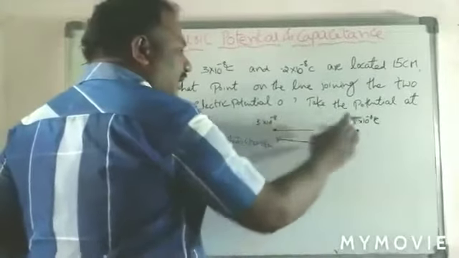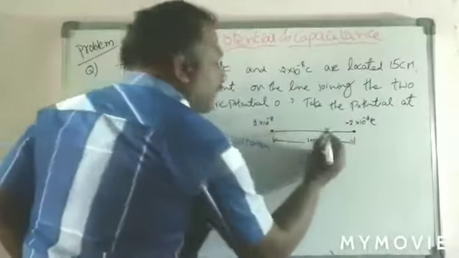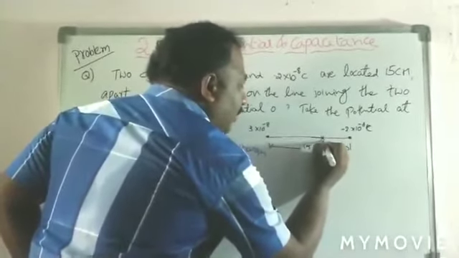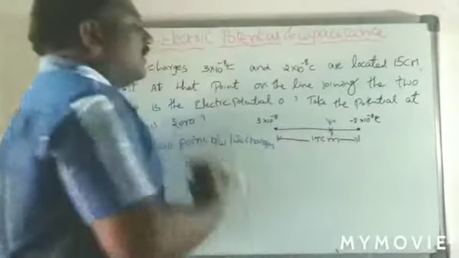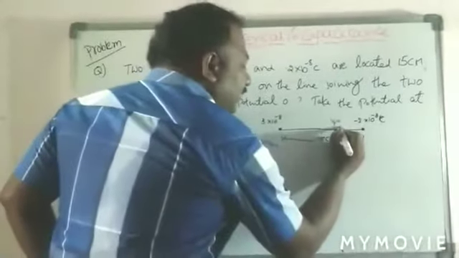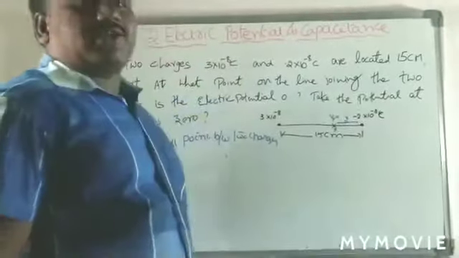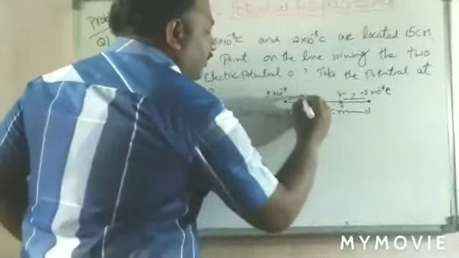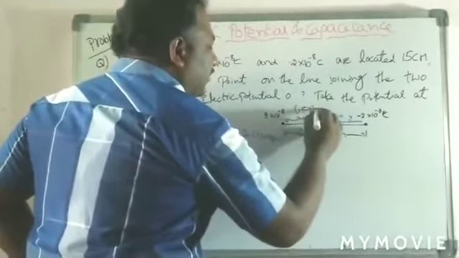Here 3, here 2. This is the least magnitude compared to this one. So I take the point here. This is the point P where the potential is equal to 0. This is known as the null potential point, and we take the distance x from the least magnitude charge to the null potential point. Now this distance becomes 15 minus x centimeters.